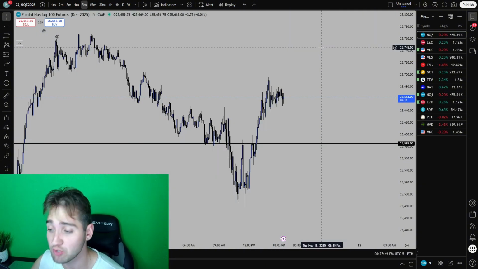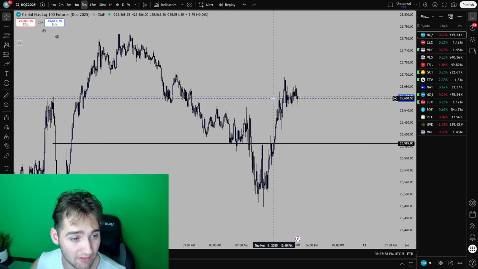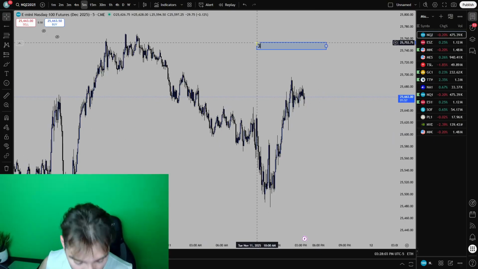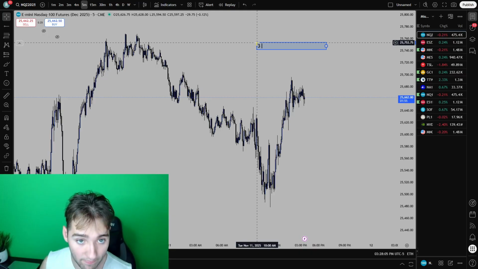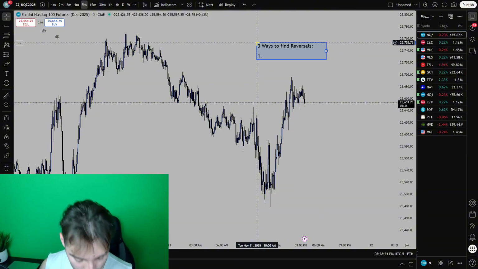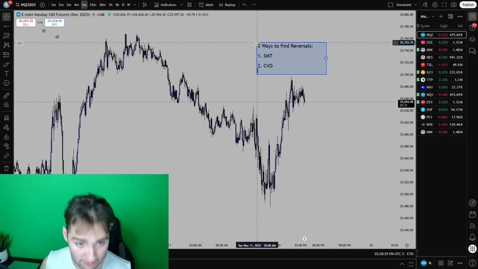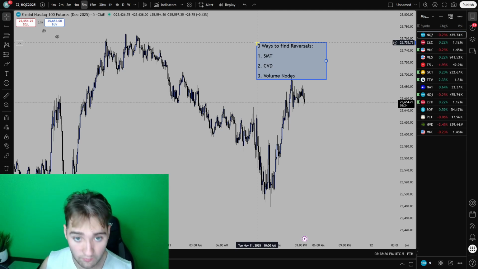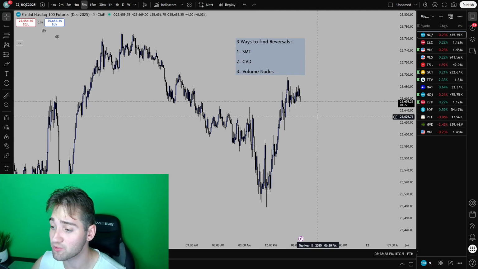With that being said, go ahead and use this to your advantage. Use this to get gains, guys, and trades. Again, we're correlating the three things. So what were the three ways? The first one was the SMT divergence. The second one is called a CVD. The third one was the volume nodes. So as you guys could see, these were the 3 best ways to find reversals.